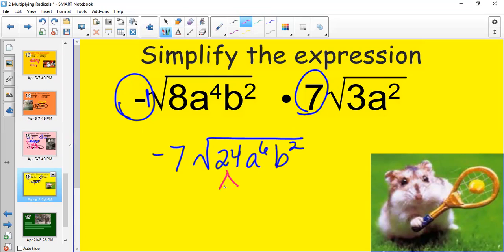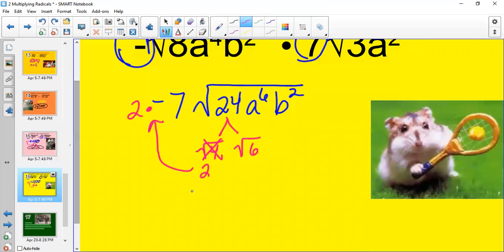All right, 24 can break up into 4 times 6. Square root of 4 is 2. That's going to go join our -7. Remember, you multiply. So we get -14 out front, and we still have the square root of 6.